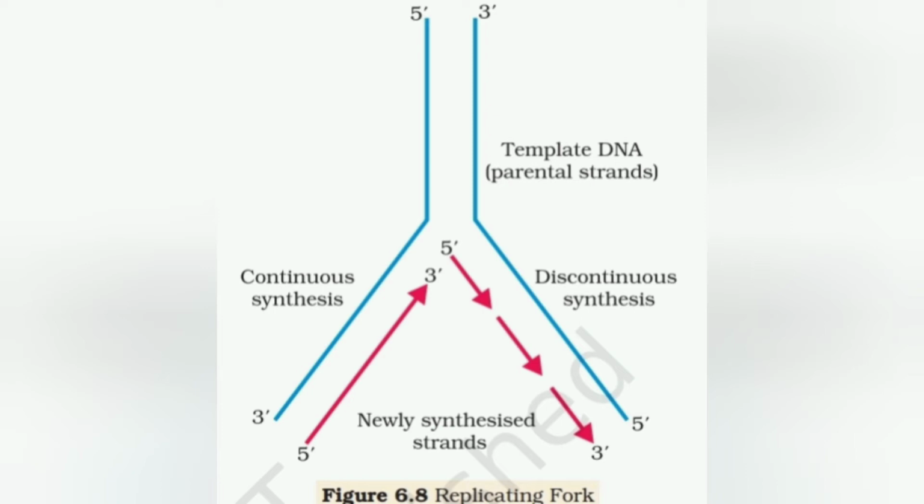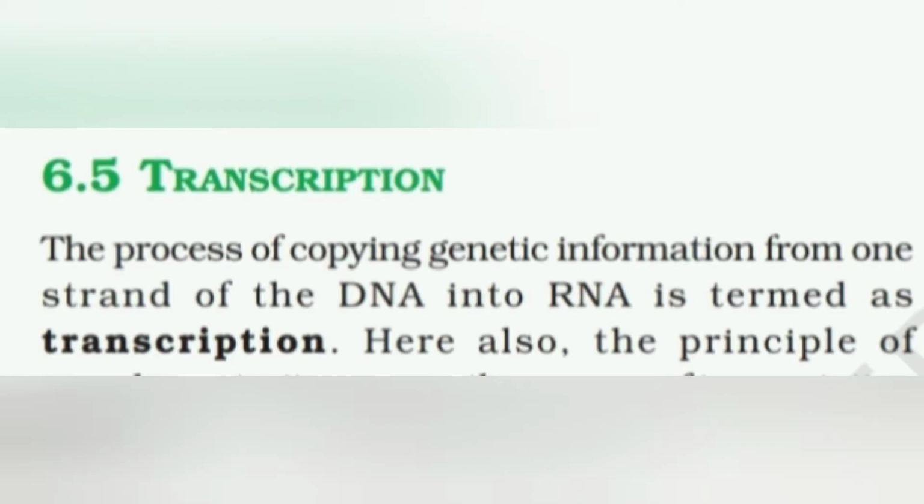This is the replication fork, which represents one template strand that is 3' to 5', and another strand 5' to 3'. Clear? Now we know that DNA polymerase polymerizes in the 5' to 3' direction. So one is continuous synthesis and the other is discontinuous synthesis.